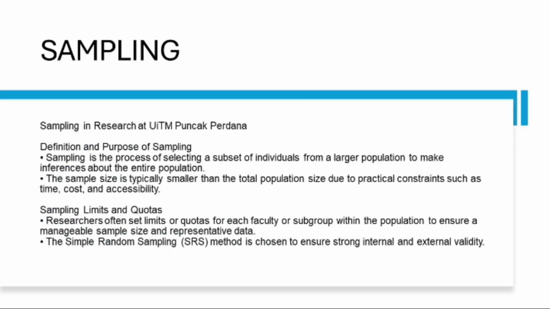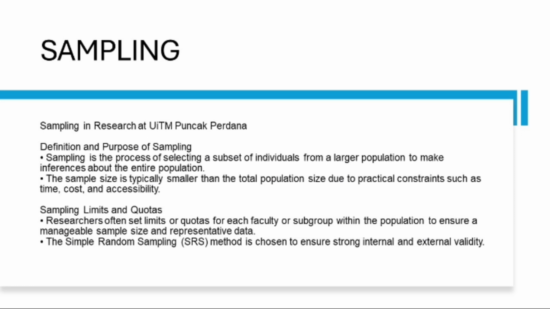Sampling. Sampling refers to the process of selecting a subset of individuals or elements from a larger population to make inferences about the entire population. The sample size is typically smaller than the total population size due to practical constraints such as time, cost, and accessibility. For example, if UiTM Puncak Perdana has a total student population of 10,000, the research sample size may be limited to 500 or fewer students.